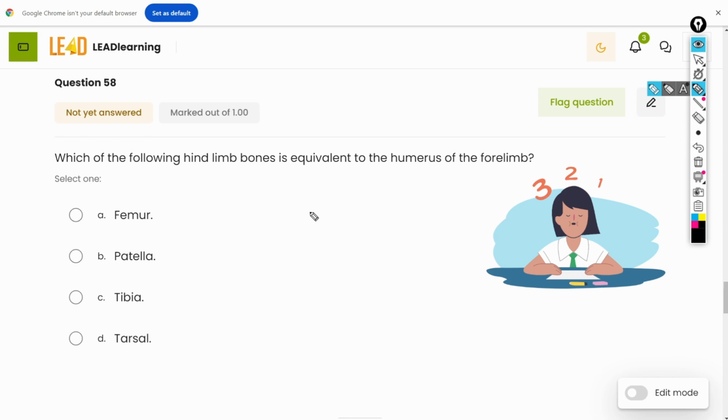Question 58. Which of the following hind limb bones is equivalent to the humerus of the forelimb? Now, let's look at how the structure of the humerus of the forelimb looks like. The humerus, it has a ball-like head.